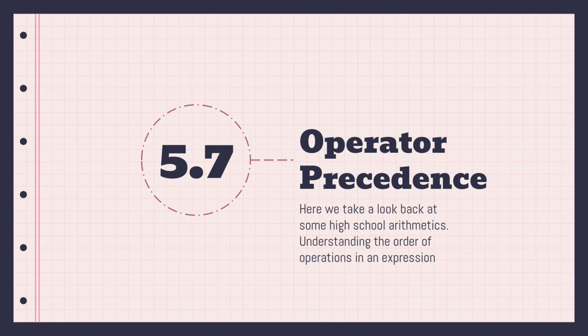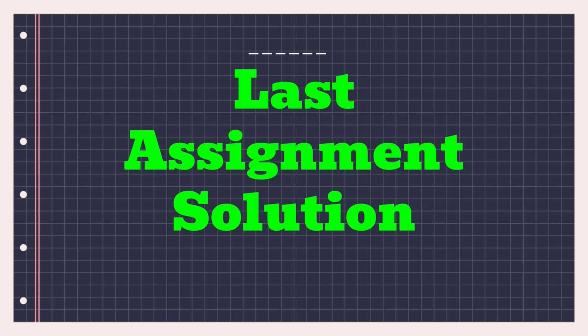Before we jump into it, the first thing we're going to do is look at the solution for last time's assignment. The assignment was that you're supposed to take in user inputs, a dividend and a divisor, and then finally return the quotient and the remainder of that division. So let's jump into the code and find the solution for that.